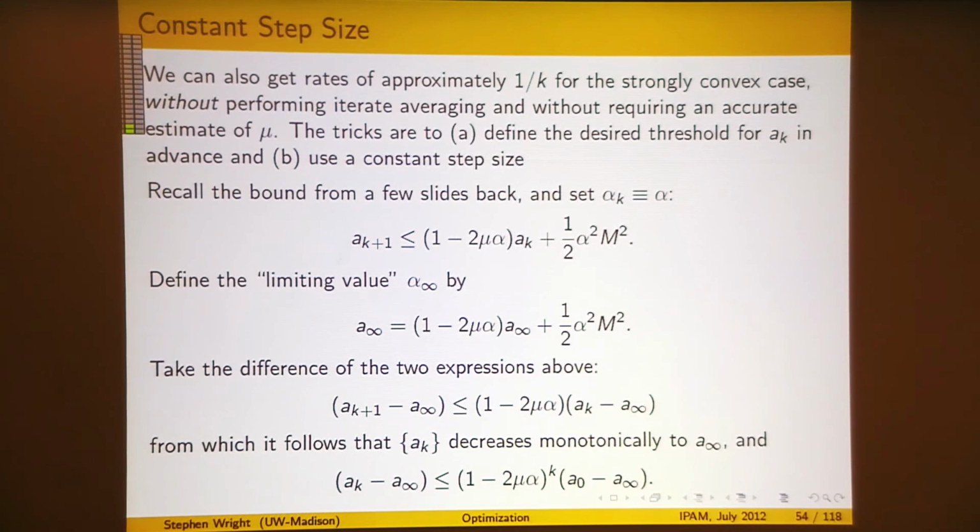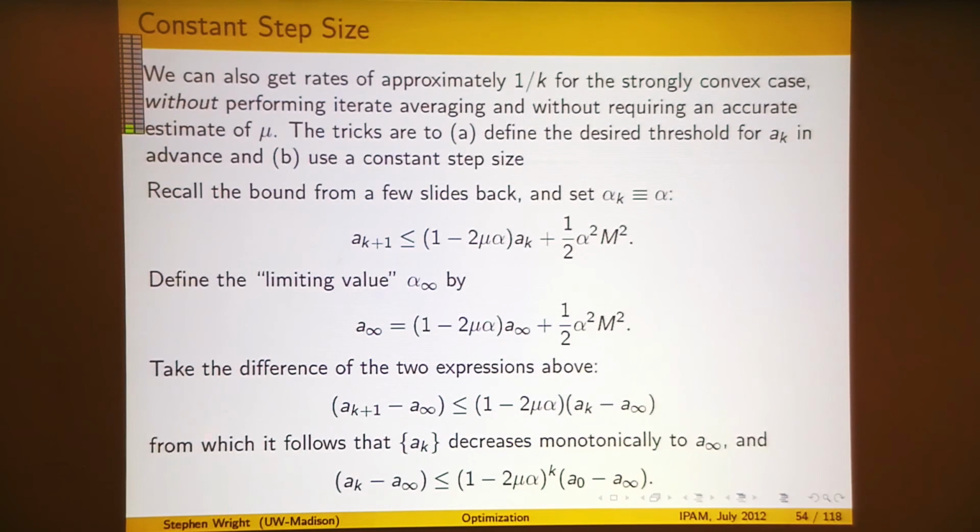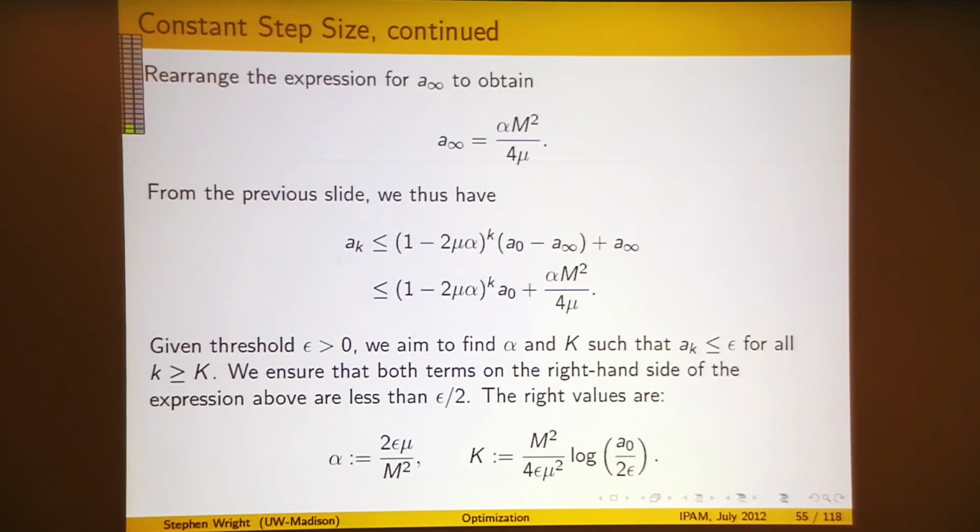Okay? So hold that thought, and what we're going to do now is evaluate A infinity explicitly from this formula. Here it is. I just took A infinity over to the left-hand side, divided by 4 times mu, and I got this formula here. Okay? Now I'm going to plug it into this formula here to get an upper bound on A_k. So I'm going to take this A infinity over to the right-hand side. I'm going to substitute for A infinity from that expression, and I get this, okay?